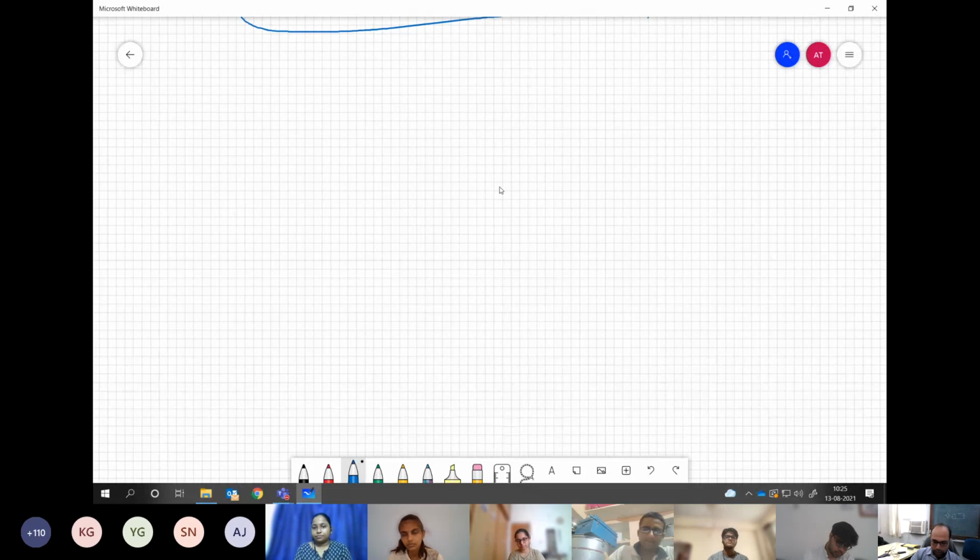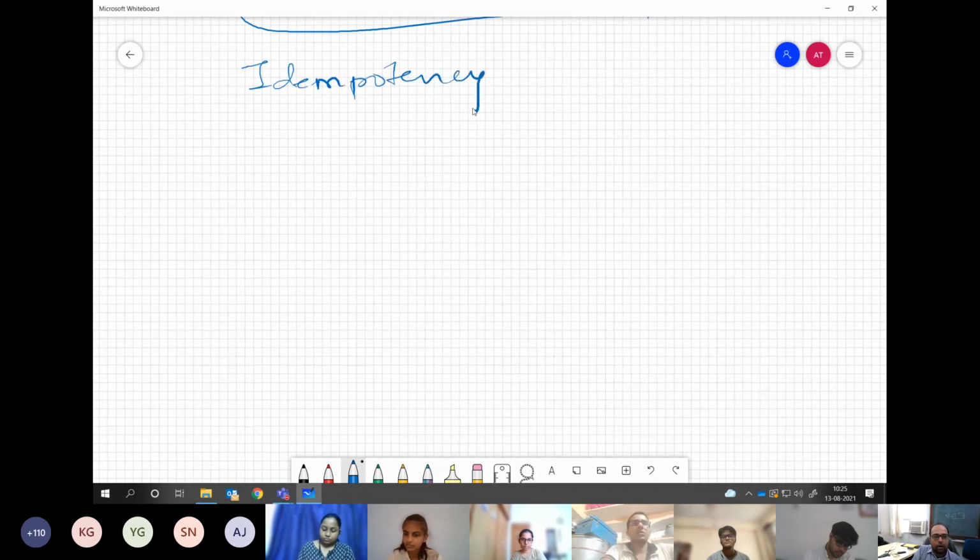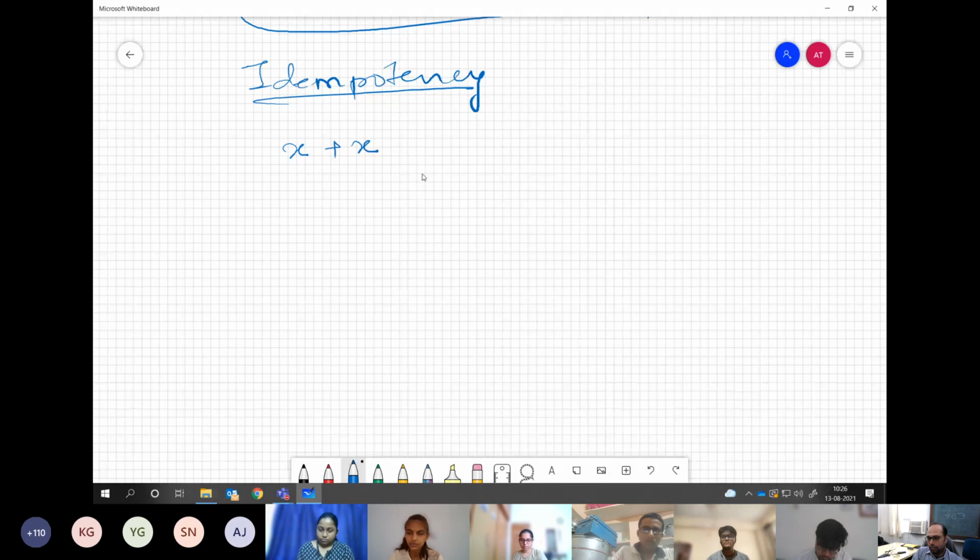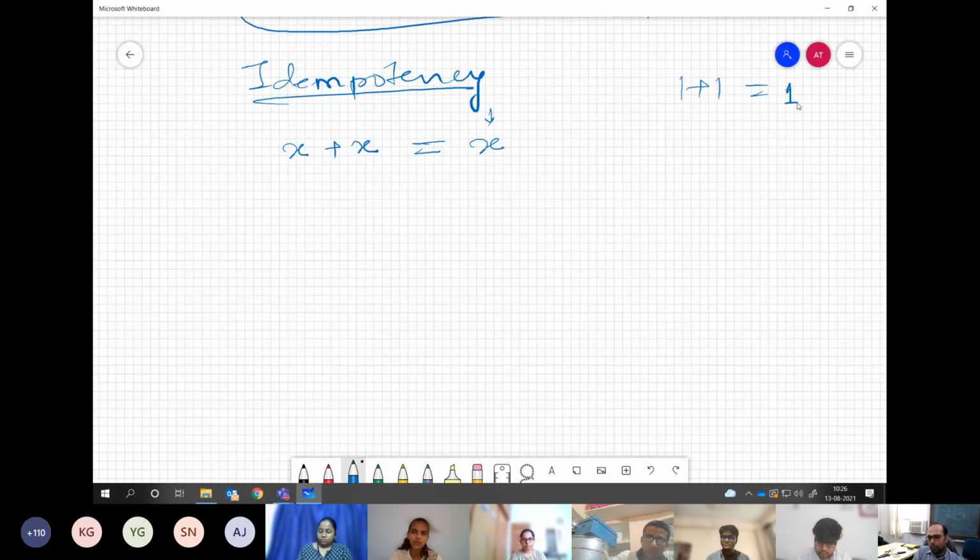So the first rule is idempotency, which means if you add any variable to itself, the output is going to be that variable itself without any change. Getting my point? For example, 1 plus 1 is going to be 1. 0 plus 0 is going to be 0. So whatever you add to itself, that is not going to change it.